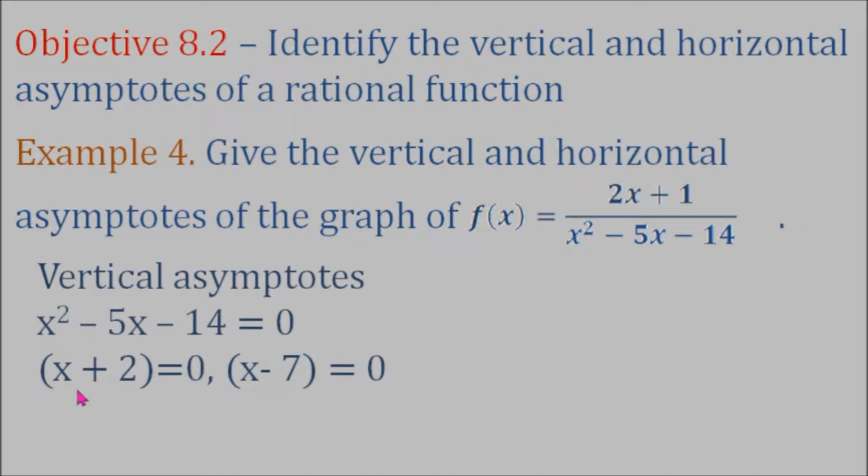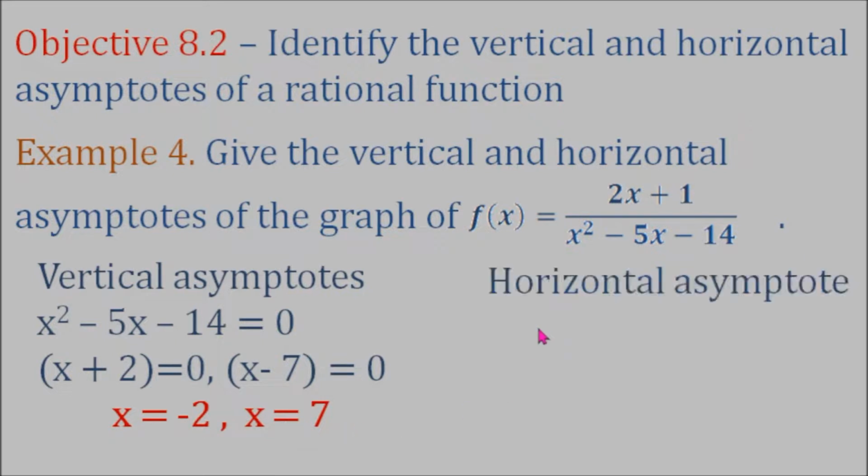Then solving for x on our first equation, it's x equals negative 2, and solving for x also on our second equation, x equals 7. So these are the vertical asymptotes. The line x equals negative 2 and the line x equals 7.